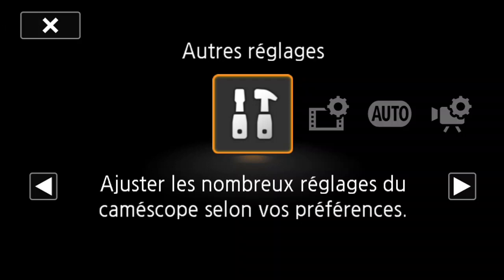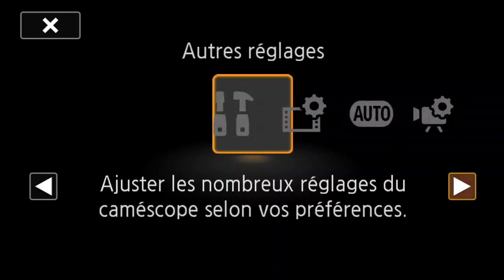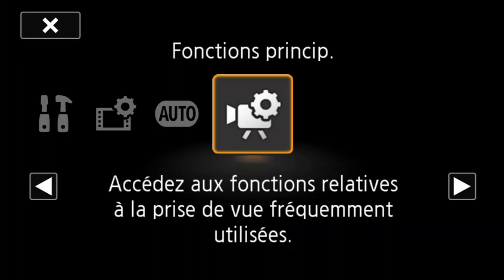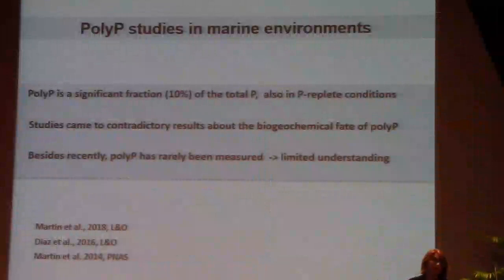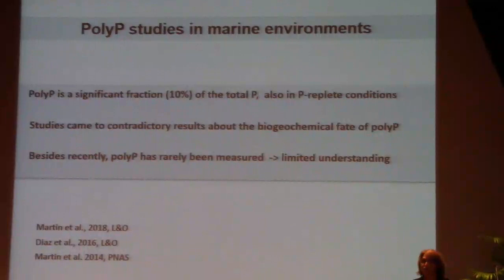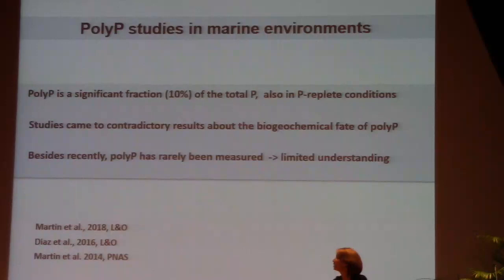However, quite recently, these all unknown processes triggered a lot of studies in marine science. What we know now for sure is that poly P is a significant fraction of the total P in the ocean, also under P-replete conditions, which is important. The studies came to some contradictory results, which is why we're getting excited about that.